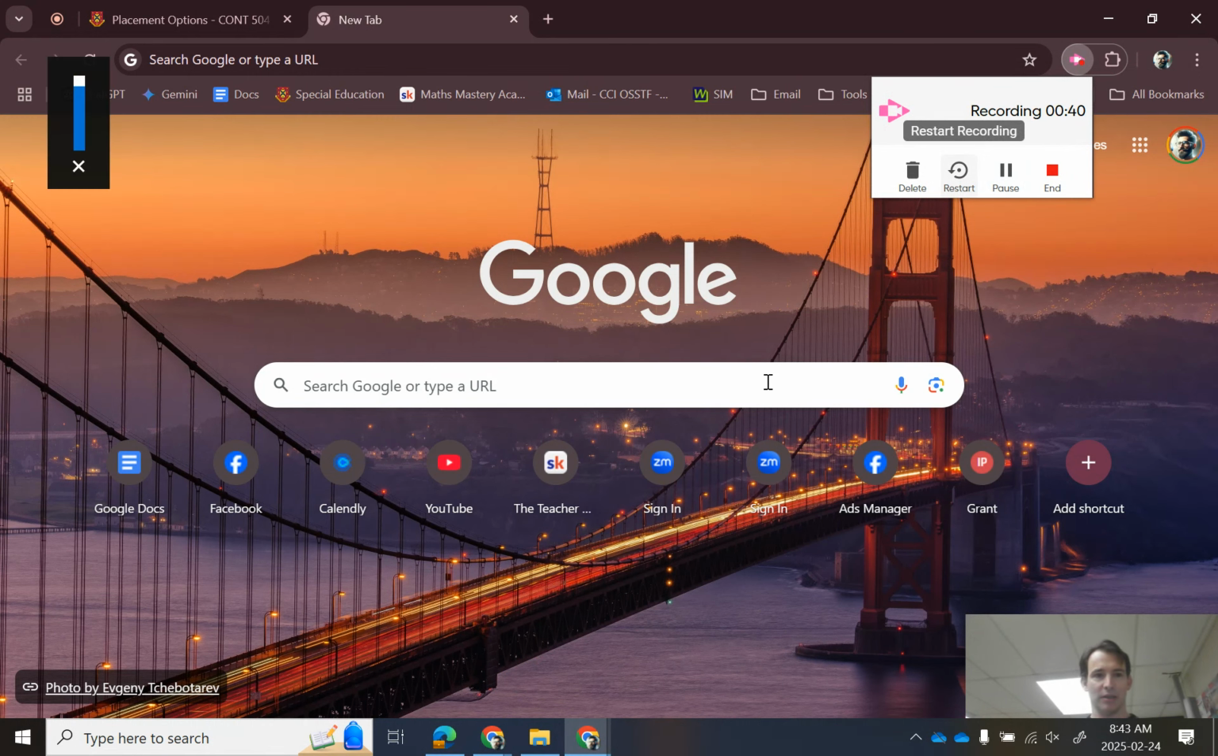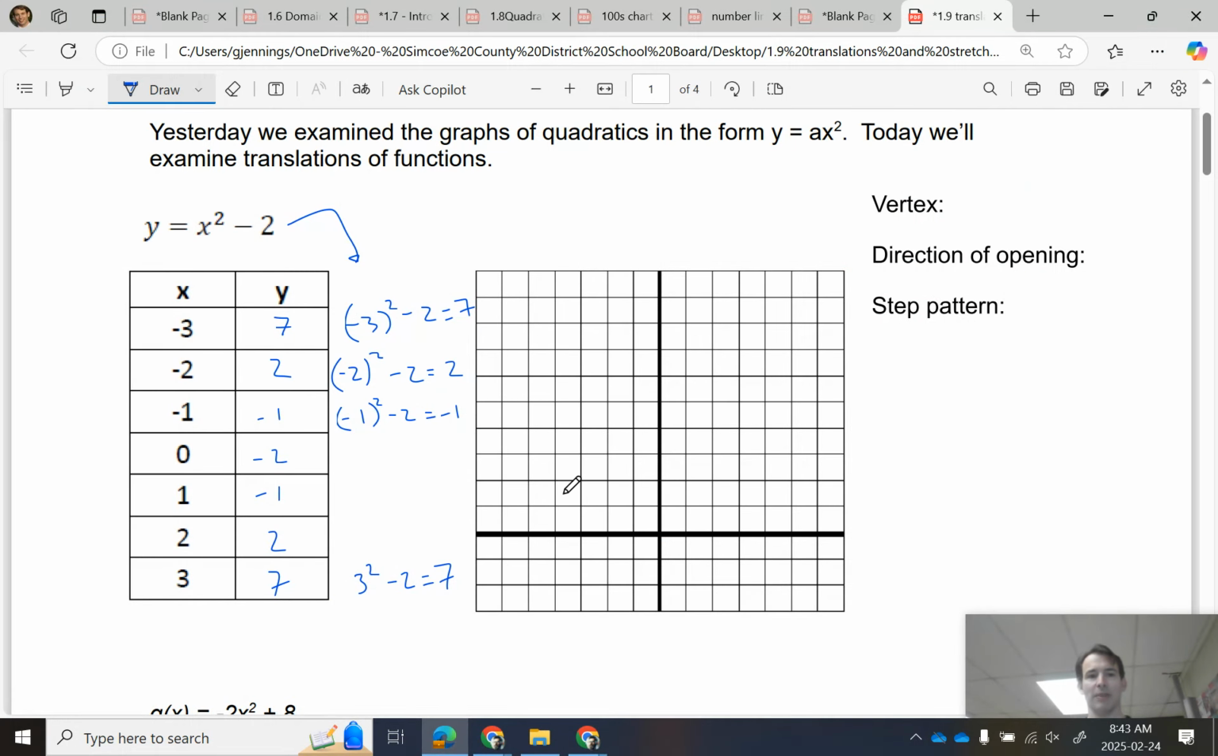Okay, so let's take a look here. This is what my table looks like. If I put that on, I've got minus 3 over here, and then 7: 1, 2, 3, 4, 5, 6, 7. Minus 2, 2 is this point. Minus 1, minus 1. Oh, that's interesting. 0, minus 2: there's our y-intercept. 1, minus 1. Oh, there's also our vertex. And then it's symmetrical around that axis of symmetry, which is the y-axis in this case.